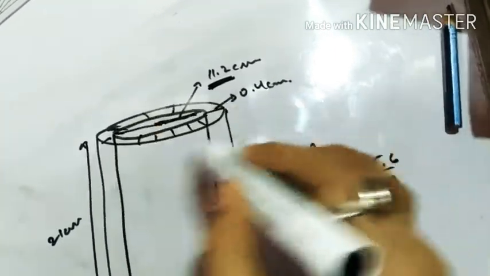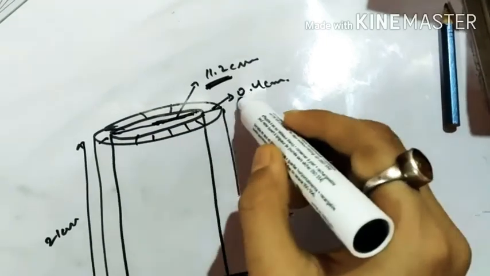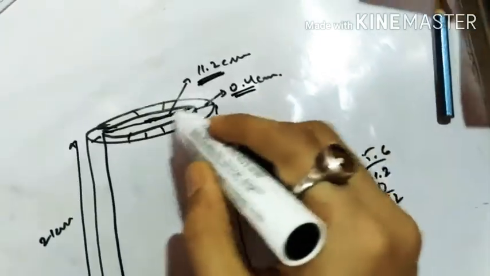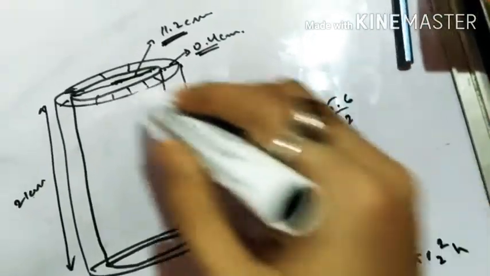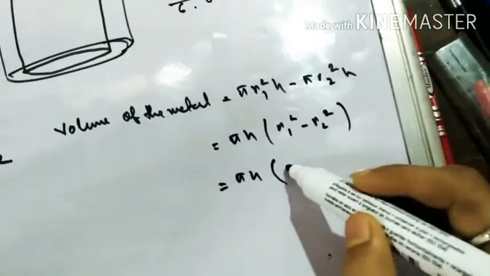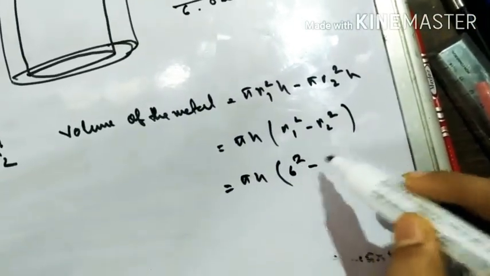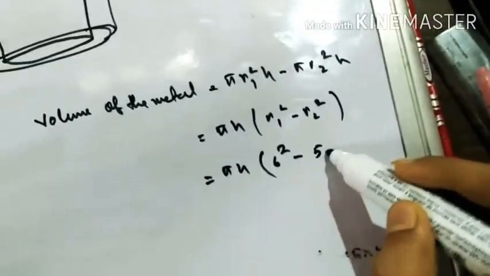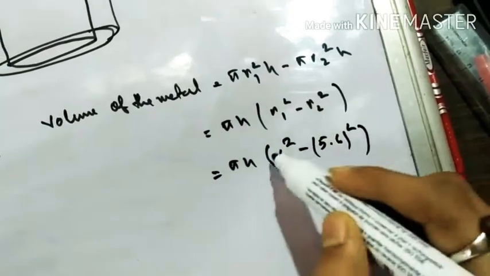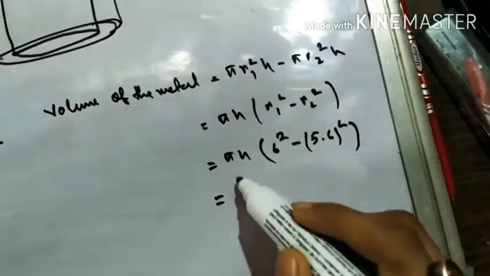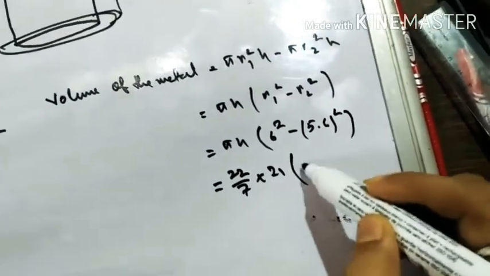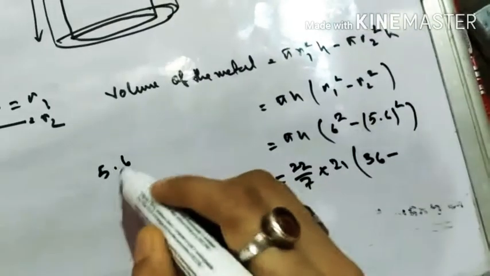And for the outer radius of the cylinder, if you add 0.4 to this inner radius, you will get 6 meter. So the outer radius will be 6 meter. Then 6 square minus r2 square, where the inner radius is 5.6, so 5.6 the whole square. Pi value you can take 22 by 7, into height, which is given as 21. This will be 36 minus 5.6 into 5.6.